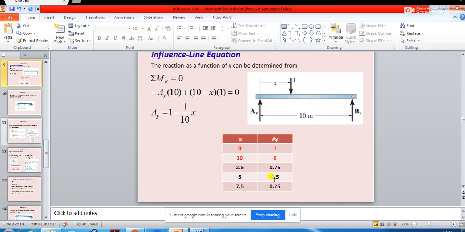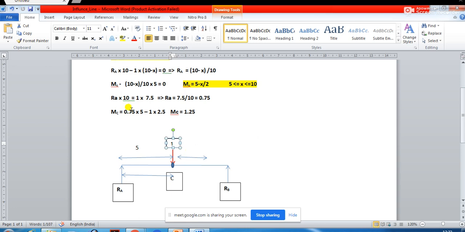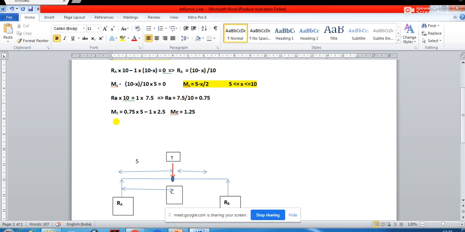So when the load is at 5, what is the reaction at A? 0.5. Okay, correct? Yes, in the previous class we have found that when the load is at 5, RA is going to be 0.5. So when RA is 0.5, what will be the value of MC? Tell me, what will be the value of MC?